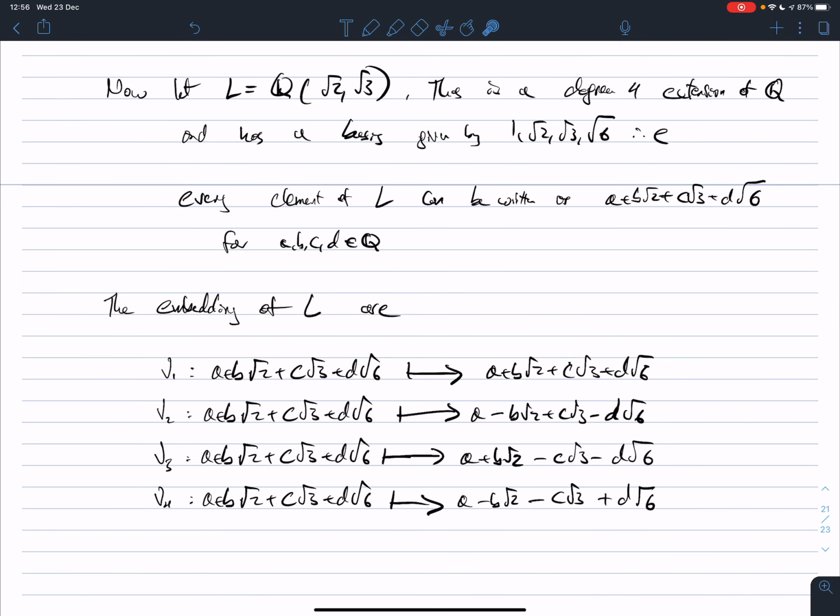So we have these 4 embeddings, and it turns out, we'll prove this in a minute, that the number of embeddings that you can have is exactly the degree of your field. So this is a degree 4 field, so we're going to have 4 embeddings.